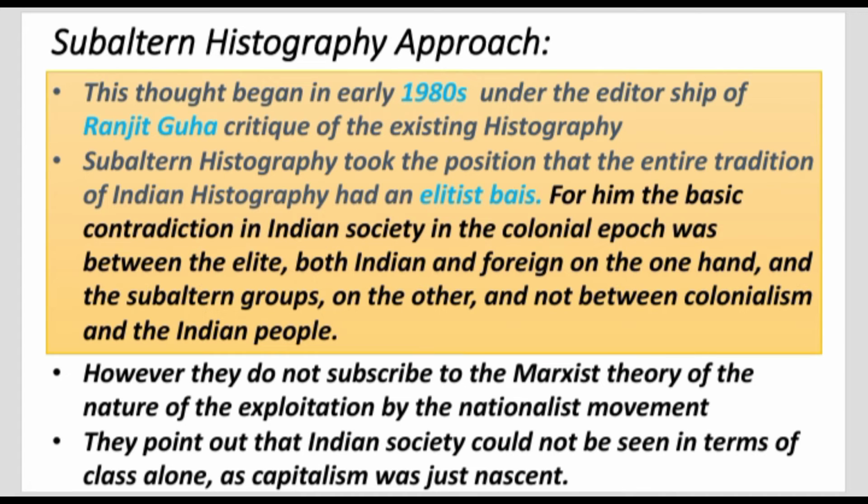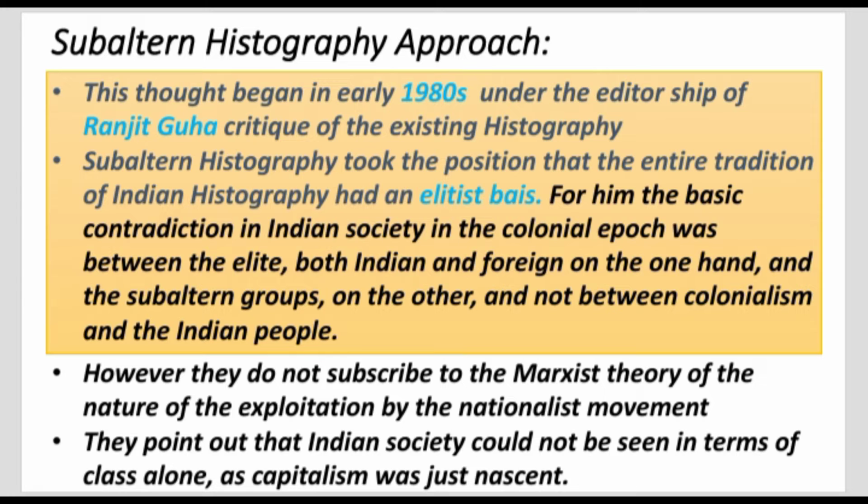This school of thought began in the early 1980s under the editorship of Ranajit Guha. As a critique of existing historiography, which it faulted for ignoring the voice of the people right from the beginning, subaltern historiography took the position that the entire tradition of Indian historiography had an elitist base. For the subaltern historians, the basic contradiction of Indian society in the colonial epoch was between the elite, both Indian and foreign, on the one hand, and the subaltern groups on the other, and not between colonialism and the Indian people.